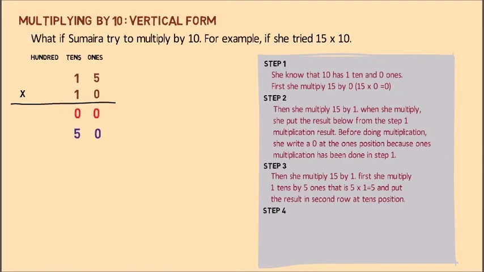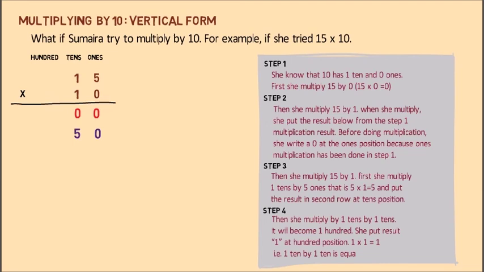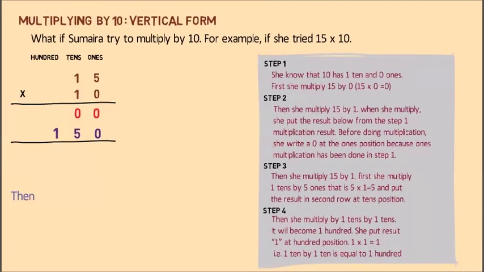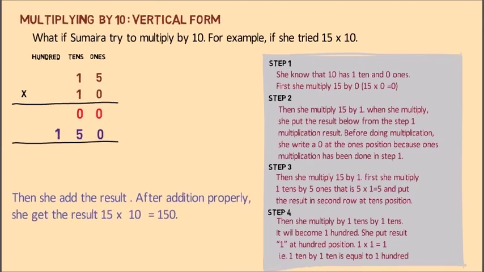Step 4. Then she multiplied 1 tens by 1 tens. It will become 100. She put result 1 at the 100 position. 1 times 1 equals 1. In other words, 10 by 10 is equal to 100. Then she adds the results. After addition properly, she gets the result 15 times 10 equals 150.